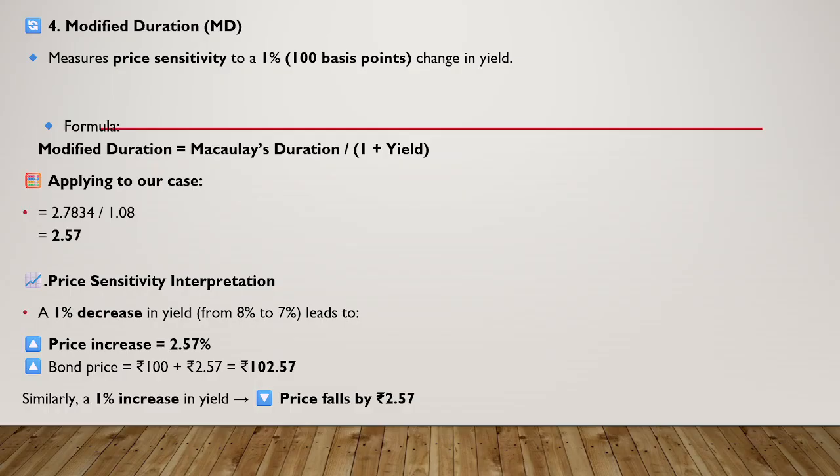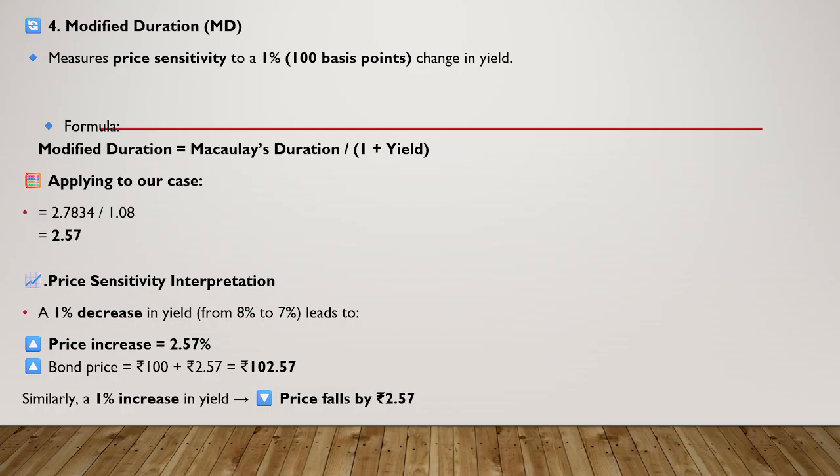But what if interest rates change? How sensitive is the bond's price? This is where modified duration comes in. It tells us how much the bond price will change for a 1% change in interest rate. The formula is simple. Modified duration equals Macaulay duration divided by 1 plus yield.